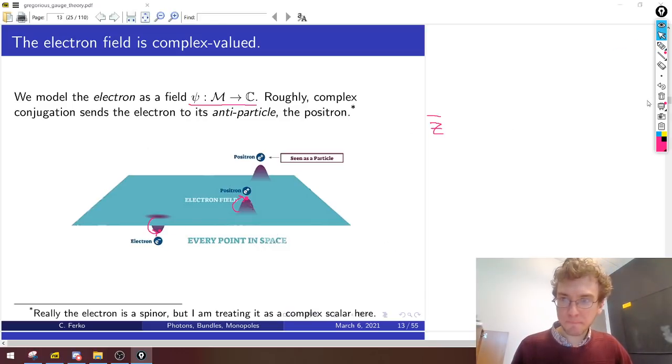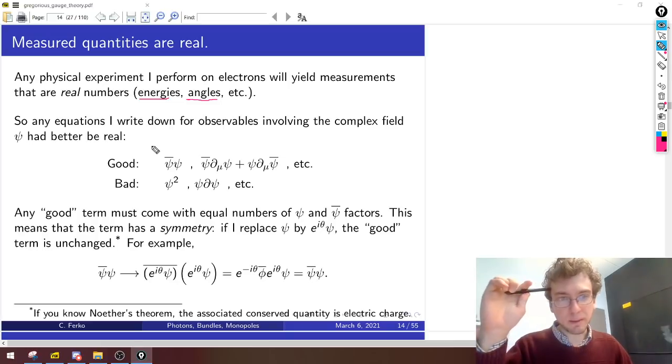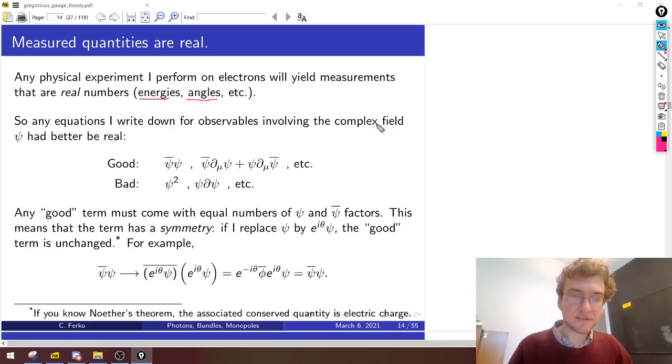So here's our electron. And now I want to motivate a symmetry that any theory of the electron should have. Any real physical experiment I perform that involves electrons will measure real numbers. So I can measure something like an energy or an angle or some scattering amplitude if you're more sophisticated, but they're all real numbers. So if my equations for physical observables are all real numbers, and they involve this complex value field psi, then the observables had better only involve real combinations.